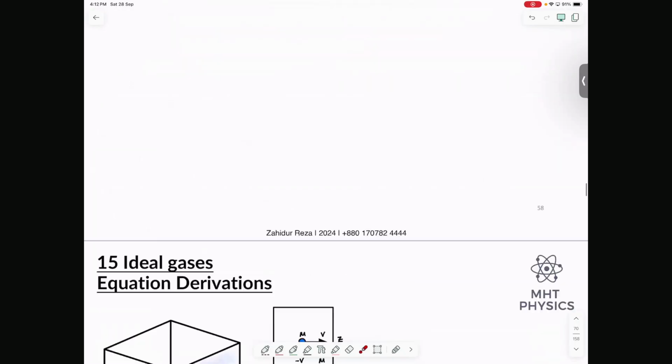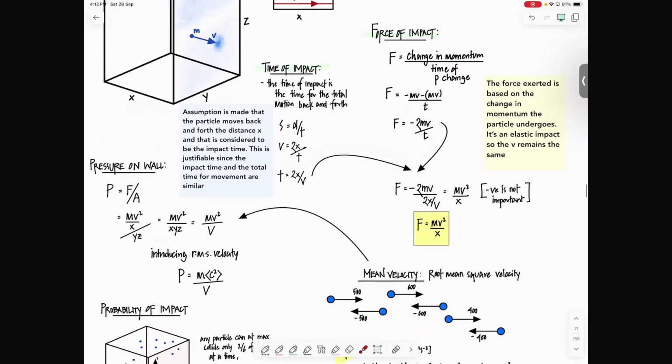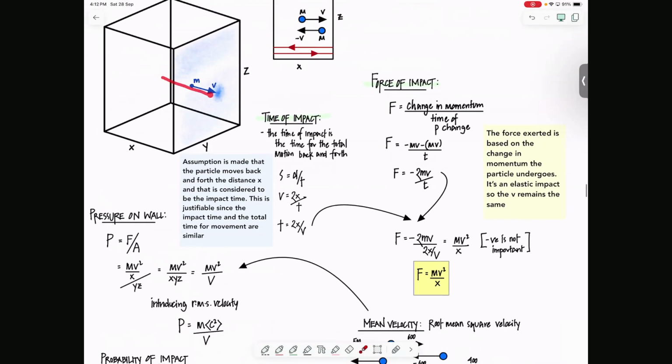Sure, I'll just quickly go through this again. Force was change in momentum by time, and we found this expression for force. For the time, we assume that the particle goes back and forth like that. To find pressure, pressure is force by area. This particle collides with this area here, but we take the whole side of the container to be our area. And what was the reason?